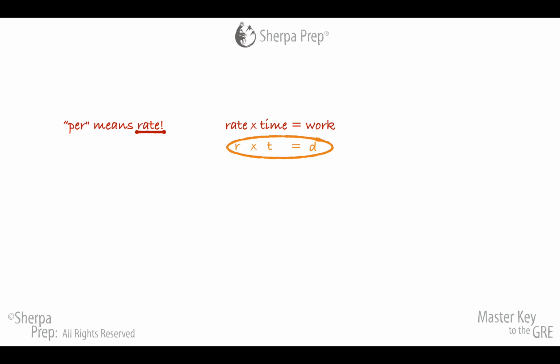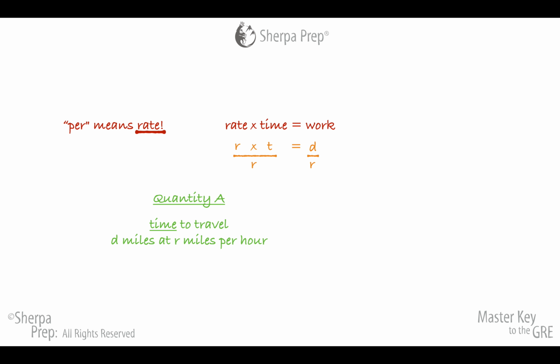Well, what is quantity A? Quantity A is what is the time it takes to travel the d miles at r miles per hour. Well, we can use our formula now to solve for that time. And you can see if we divide both sides of the equation by r, we get that t equals d over r. That is the value of quantity A.